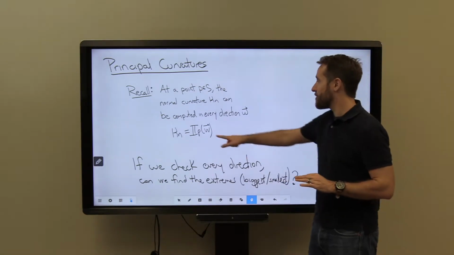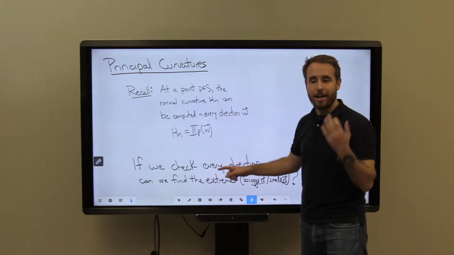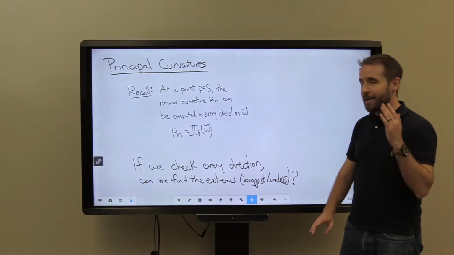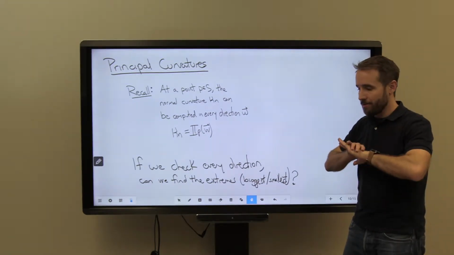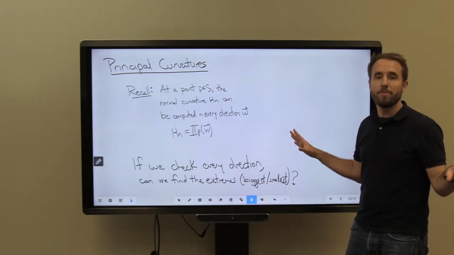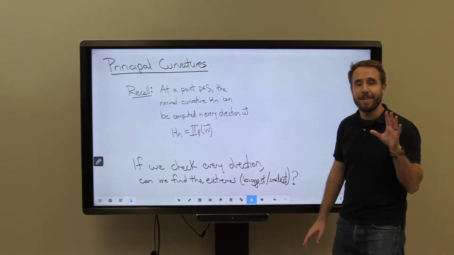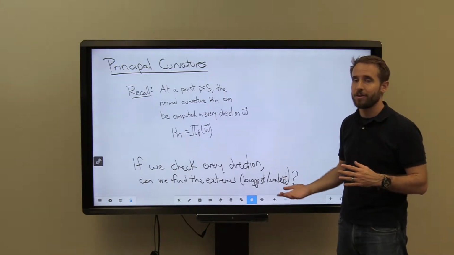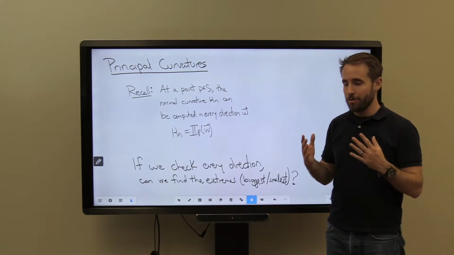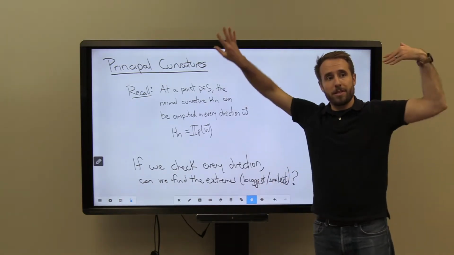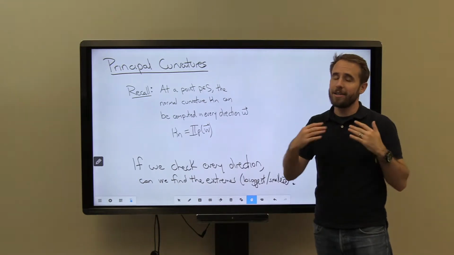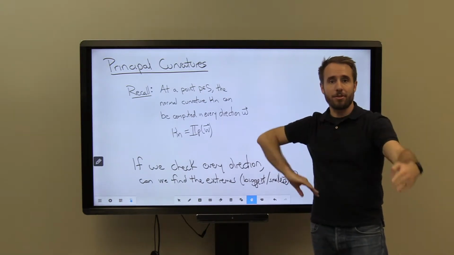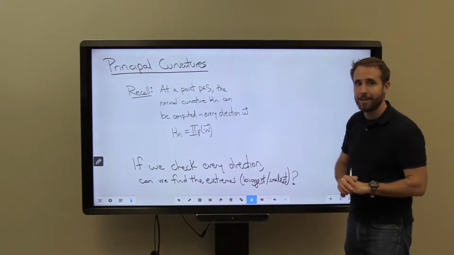And of course, the key to doing this was our second fundamental form because we found that the normal curvature was equal to the second fundamental form. So with that in mind, if we were to check every direction in our complete 360 degrees of movement ability on that surface, can we find the extreme values of curvature? In other words, can we find the biggest curvature? Can we find the smallest curvature? So can we find the direction in which the surface is as curved as possible in this direction? And can we find the direction in which the surface is as curved in the opposite direction as possible? So our two extremes, can we find them?